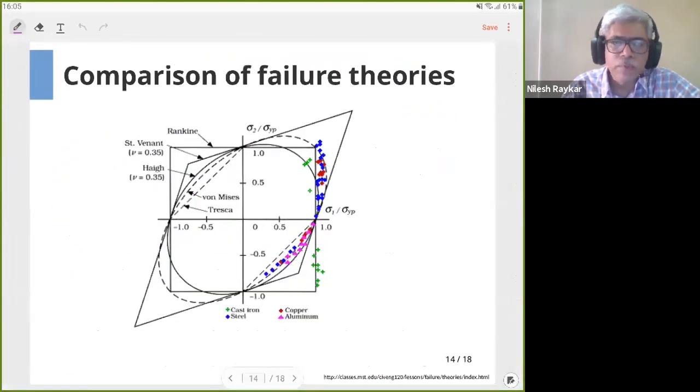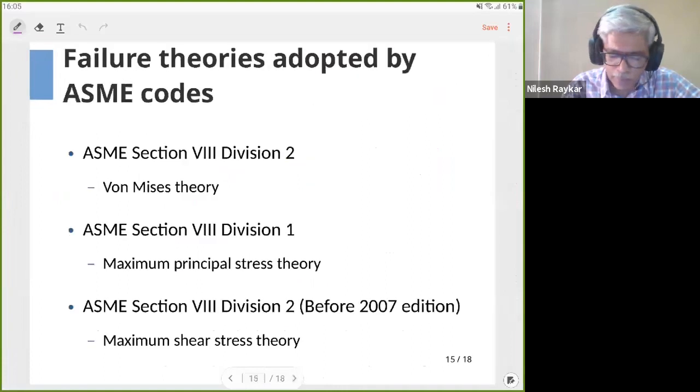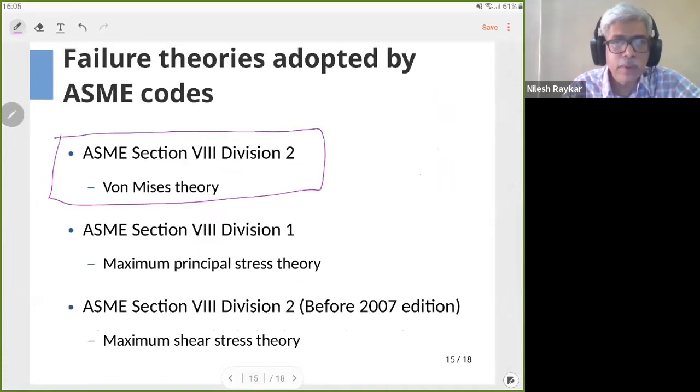And most of the software give the option of choosing the material model. So if you dig into the ANSYS interface, you will find that the various material models are available to you. Okay, there are different failure theories. The one adopted by ASME Section 8 Division 2, which is the most widely used design by analysis code, is von Mises failure theory.